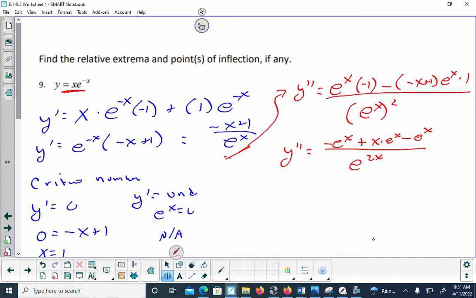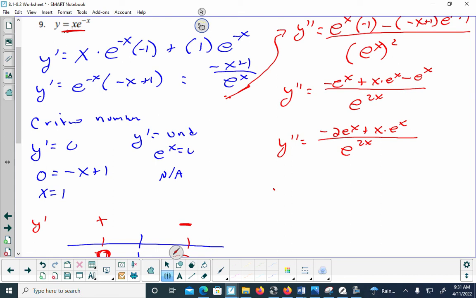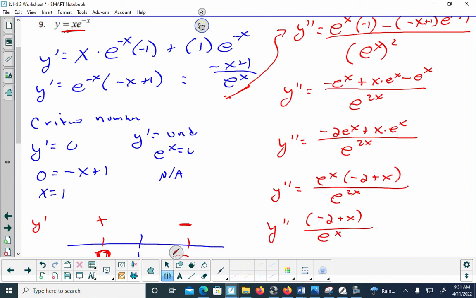So when I'm combining, I'm going to have negative 2 e to the x plus x times e to the x, all over e to the 2x. Factor out e to the x in the numerator, and so we end up with negative 2 plus x all over e to the 2x. This can simplify: negative 2 plus x all over e to the x.